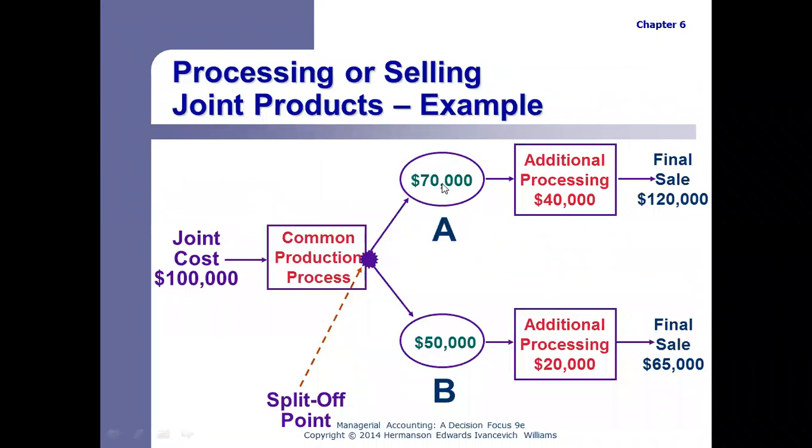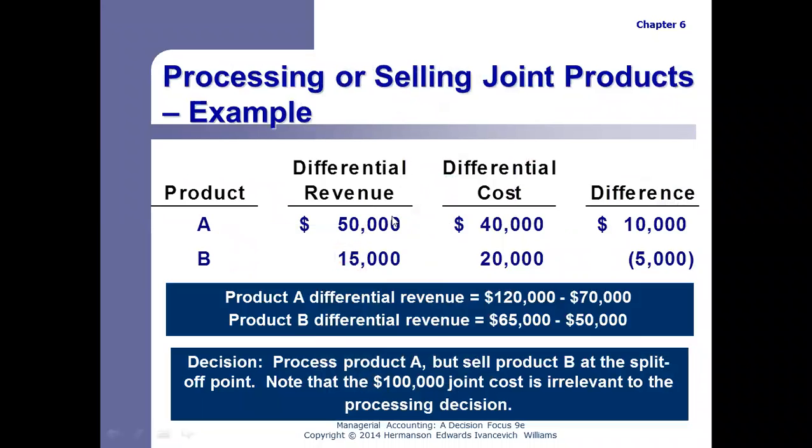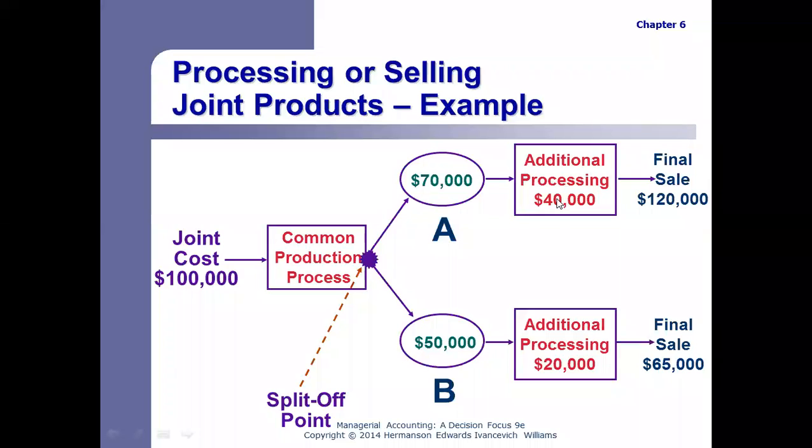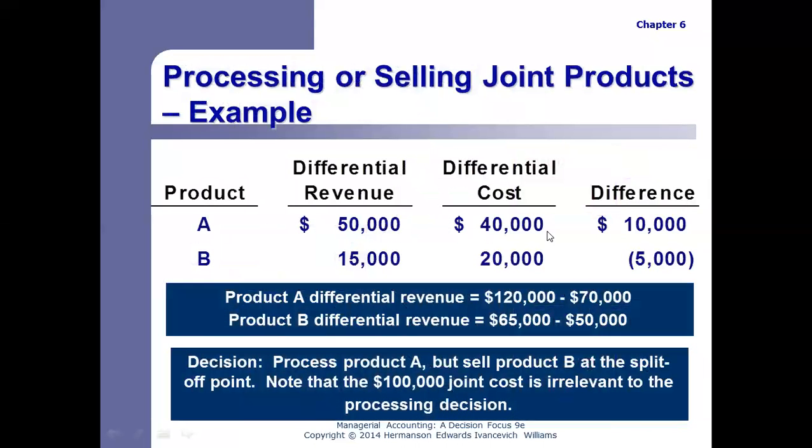So we could sell it for 70 now, but we can get 50,000 more if we sell it later. That's the additional from 70 to 120, the additional 50,000. The cost of processing it further is 40,000. So the differential cost is $40,000 more to process it further. The additional revenue is 50, additional cost is 40, so we will make an additional $10,000.